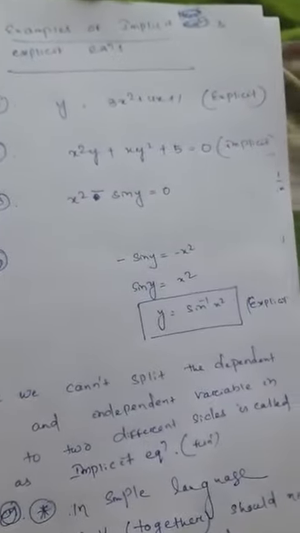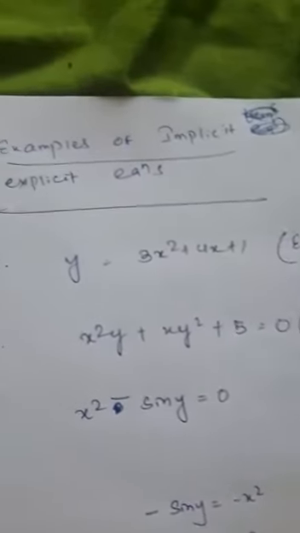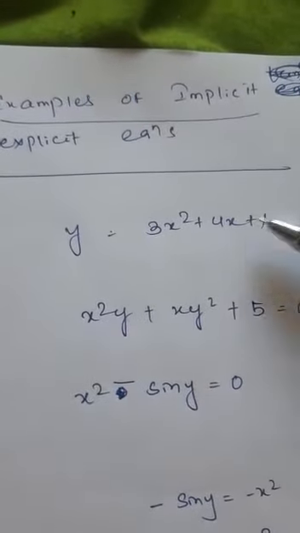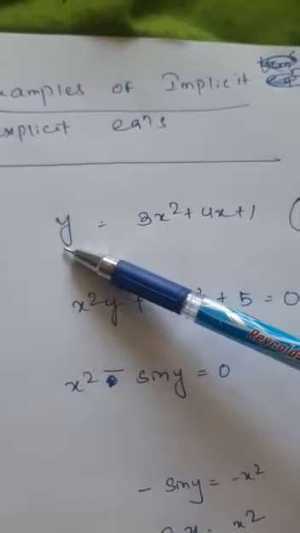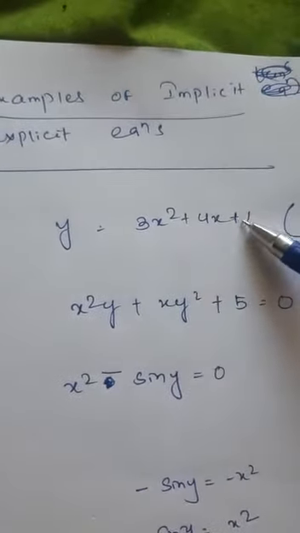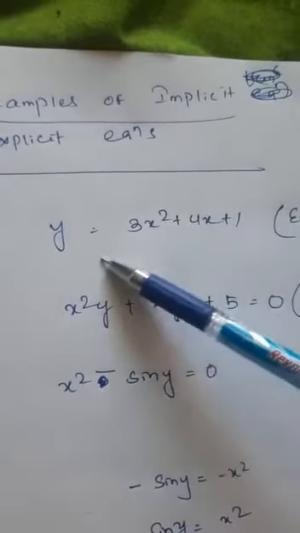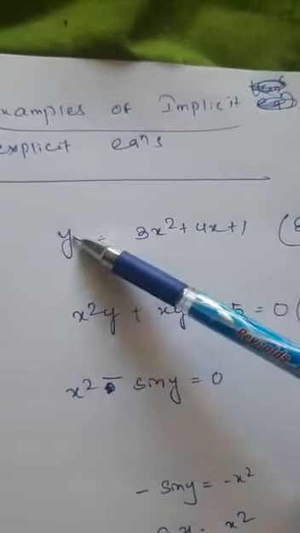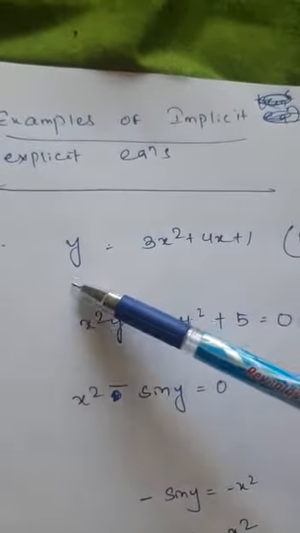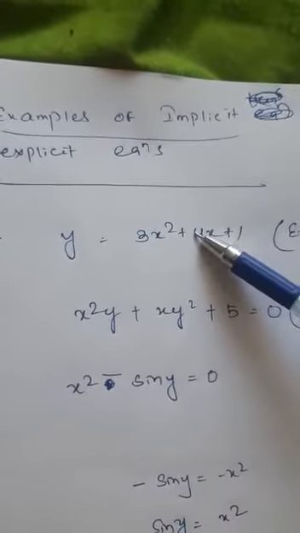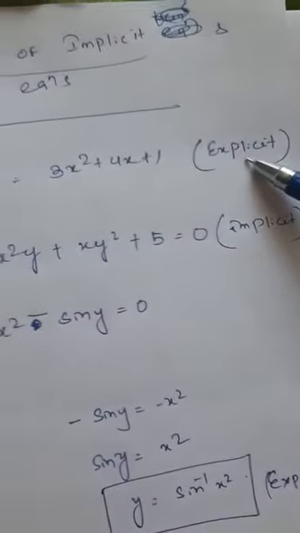Now, examples of implicit equation and explicit equation. So first, y equal to 3x square plus 4x plus 1. Here y is the dependent variable that is present on one side, 3x square plus 4x plus 1. X is the independent variable, and all the terms containing x are on one side and terms containing y on the other side. So this is the case of explicit equation.